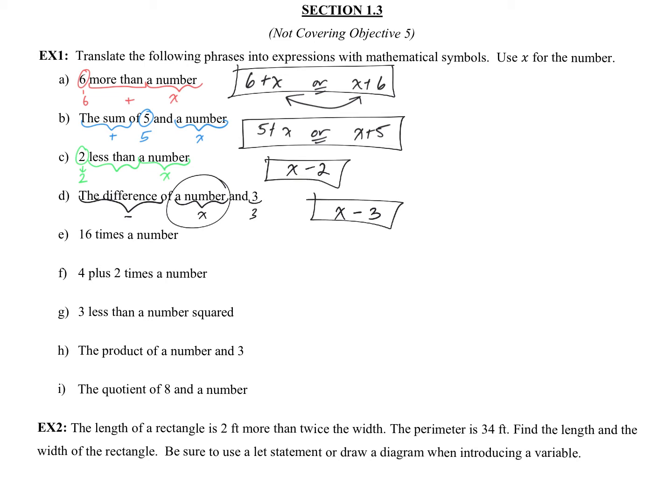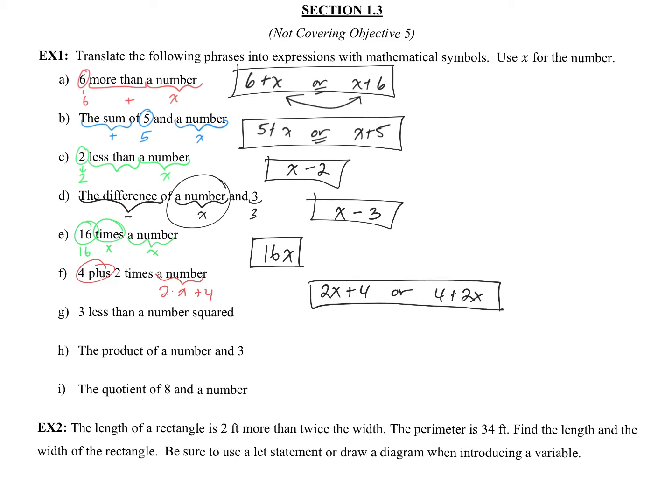Okay, let's take a look at the next one. 16 times a number. Well, we already know as usual that a number is x, and times is multiplication. 16 is already math, so this is 16 times x, or 16x. Next one, 2 plus 2 times a number. Ooh, this is a lot more going on. Well, a number we already know is x. 2 times a number is just going to be 2 times x, and then we're adding 4 to it. So 2 ways you could write it: 4 plus 2x or 2x plus 4, because addition as usual is commutative.